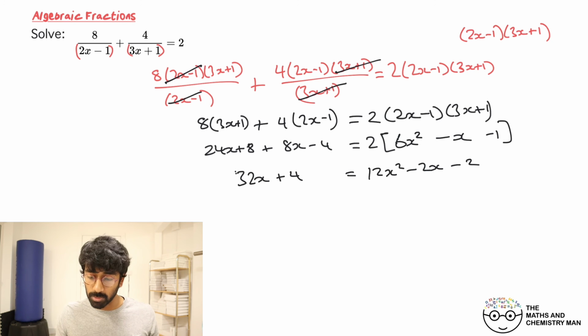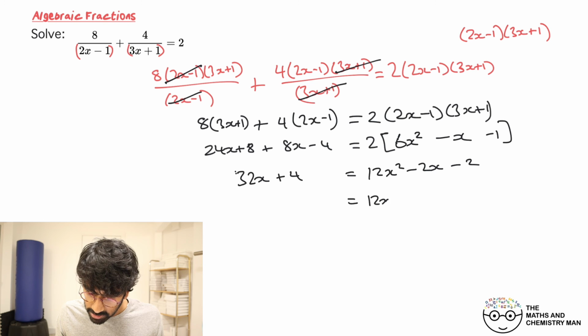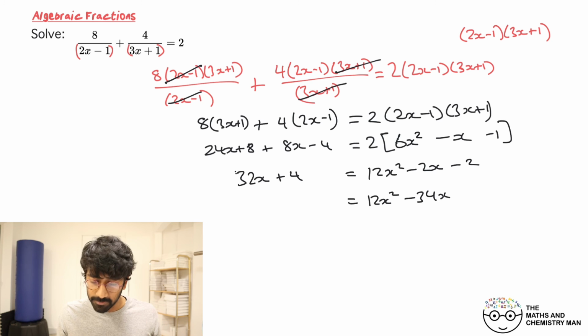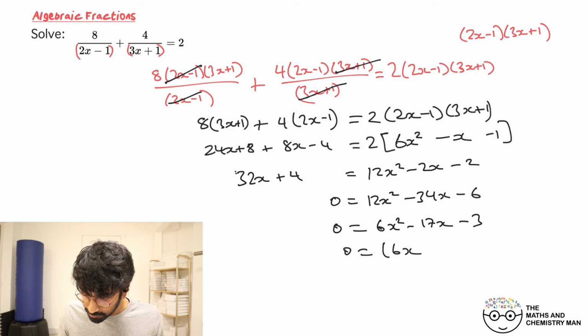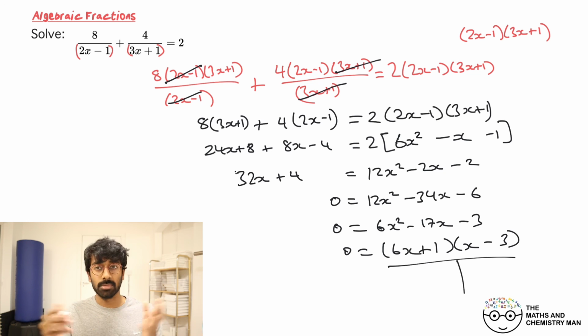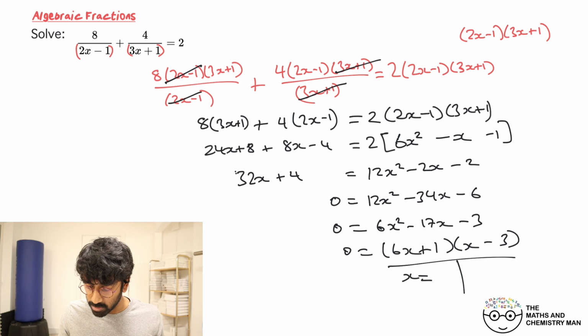Bring this all over one more time. What do we have now? We're going to have 12x squared, and then what we've got there, minus 34x, and then minus 6 equals 0. Divide everything by 2, so 0 equals, that's going to be 6x squared minus 17x minus 3. Factorize again. I think last time we said it was 6x and x, and then 3 and 1 minus and plus. There we go. Answers come out exactly the same. x is equal to minus 1/6 and x is equal to 3.